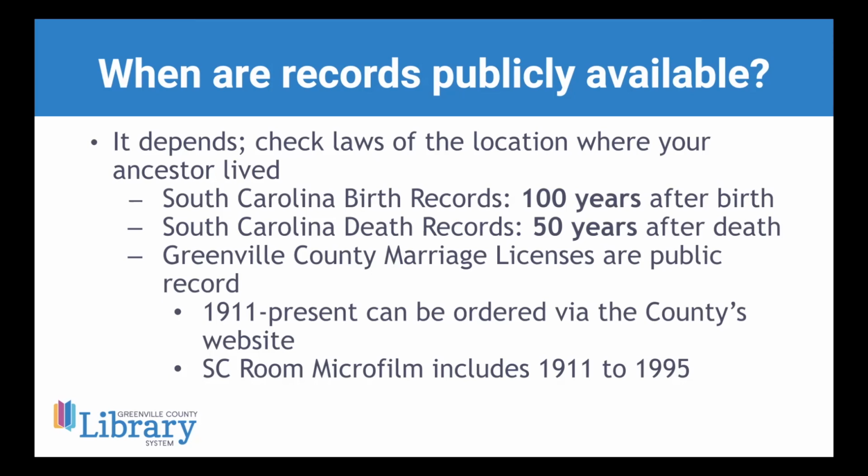But then for South Carolina death records, it's 50 years of privacy after the death, and then they will become publicly available. And for these death records, which we'll talk about too, there's a few different places you can get information about a death in South Carolina. There's the Department of Health and Environmental Control, which keeps indexes for death records. We have the microfilm in the South Carolina Room, where we get a new roll each year as they become publicly available. And then Ancestry also has death records on their site.